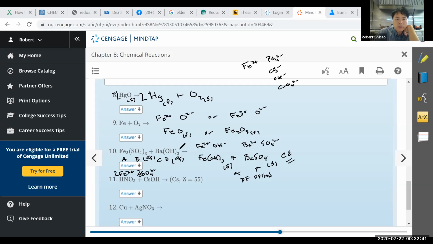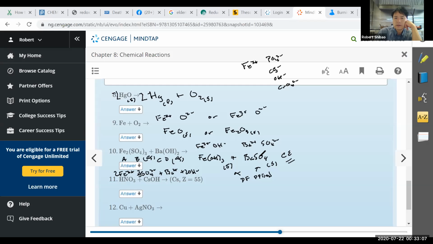Now barium hydroxide, hydroxides are all insoluble except for silver. Oh no, hydroxides are all insoluble except for group 1, ammonium, calcium, strontium, barium. So barium hydroxide is soluble. It's a soluble salt. It's a strong base also, a strong base that's also a soluble salt. So it's going to dissociate into Ba2+ plus 2 hydroxides.